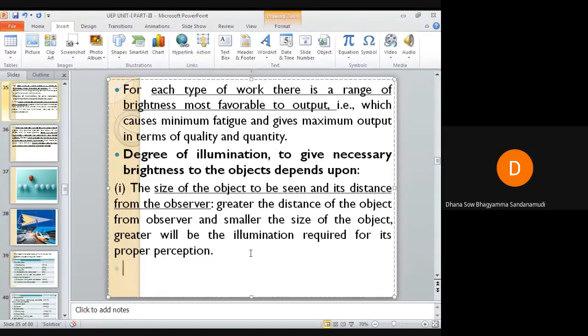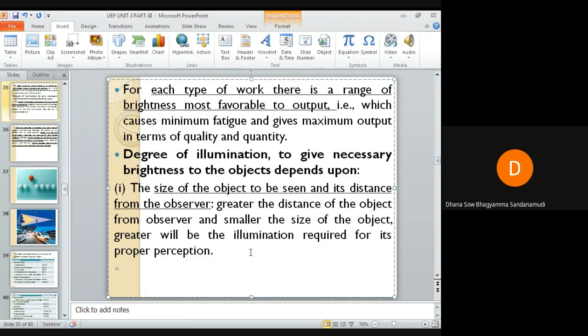Now for each type of work there will be a range of brightness most favorable to the output. It depends on what type of work you want the lighting for. The rating of the lamp that you are going to use will vary depending on the work plane or workplace on which you want to fix the lamp. The range of brightness most favorable to the output depends on the type of the work.